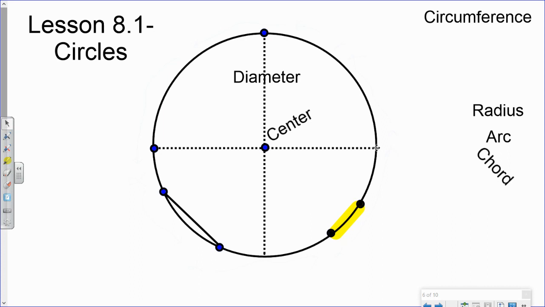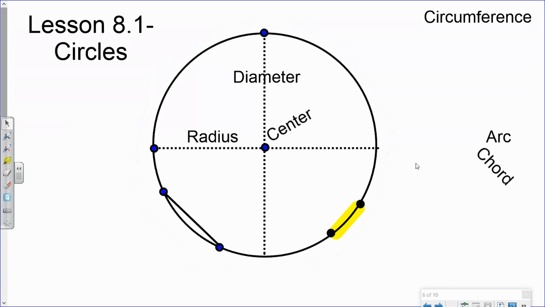that would also be a diameter as well. A radius, though, is diameter's son, Lady Di's son, and he only goes halfway across the circle. So if you were to go from here on the circle to the center, this small part right here, this is your radius.